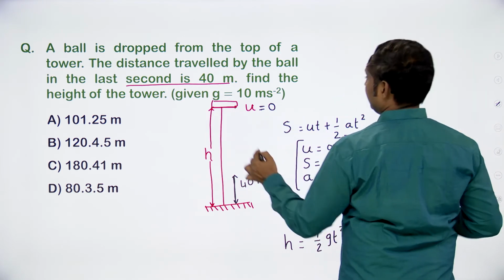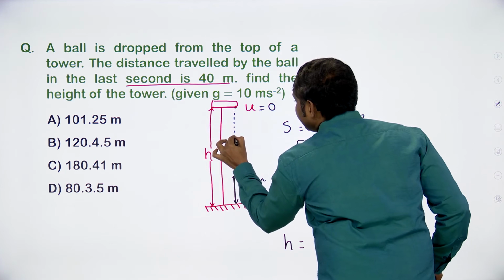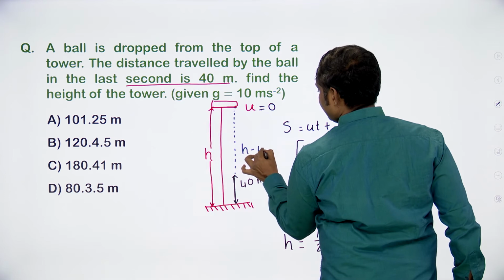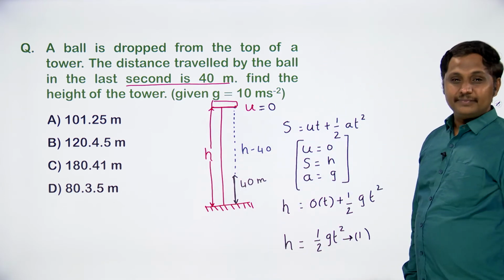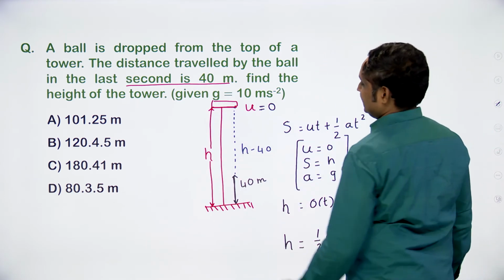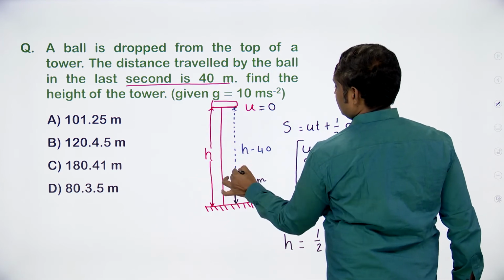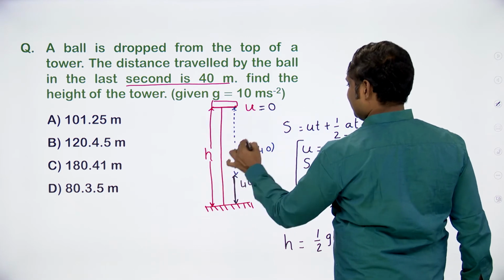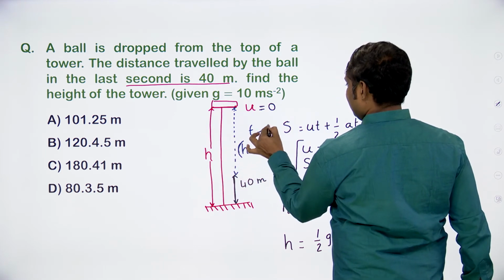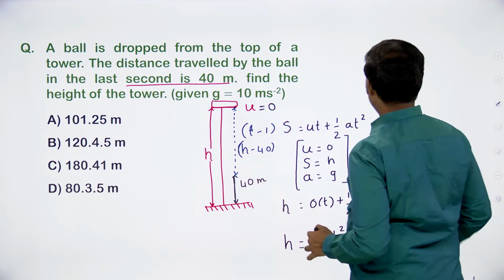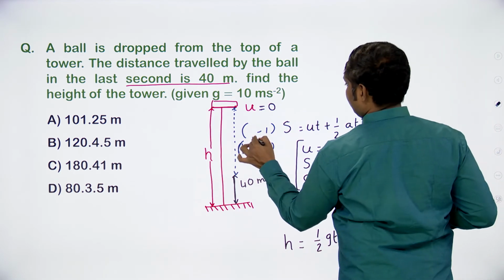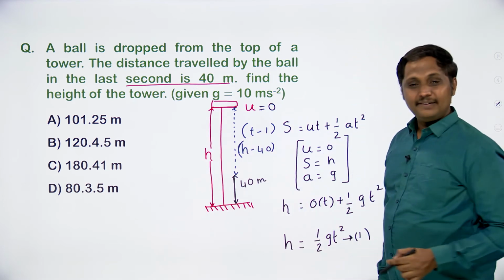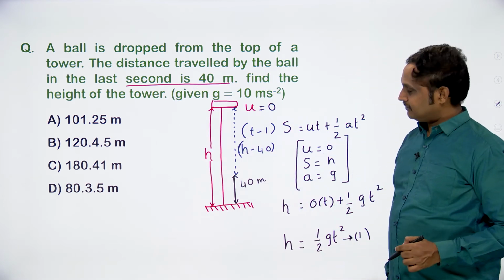Let us have a look. If we identify this distance, that is h minus 40. It is very clear. This is going to be h minus 40. It has been covered in the duration of time, that is going to be t minus 1 seconds, very clear.